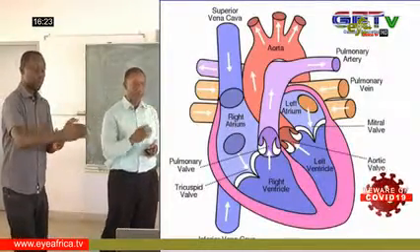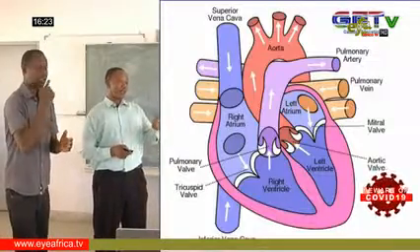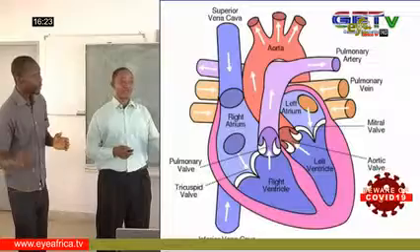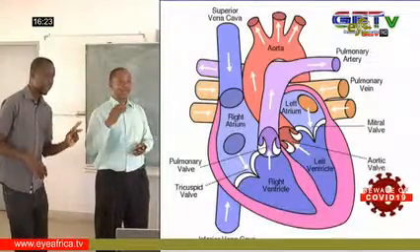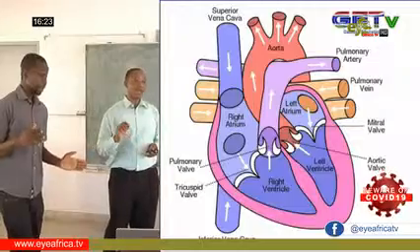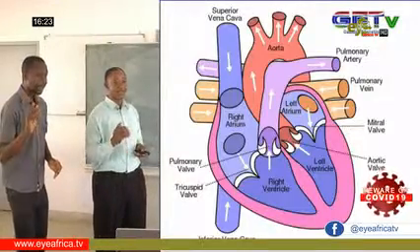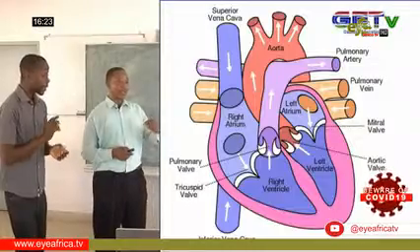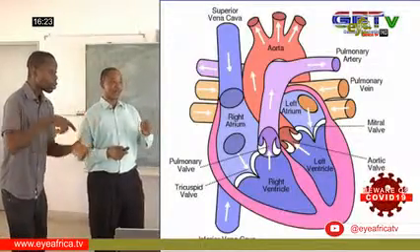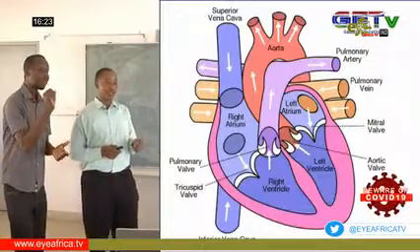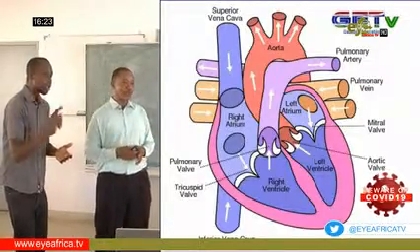It goes only forward. So between the right atrium and the right ventricle, you have the tricuspid valve. And between the left atrium and the left ventricle, you have the bicuspid valve, also known as the mitral valve. And then leading from the pulmonary artery and leading from the aorta, you have what we call the semilunar valves, which in turn are given individual names.